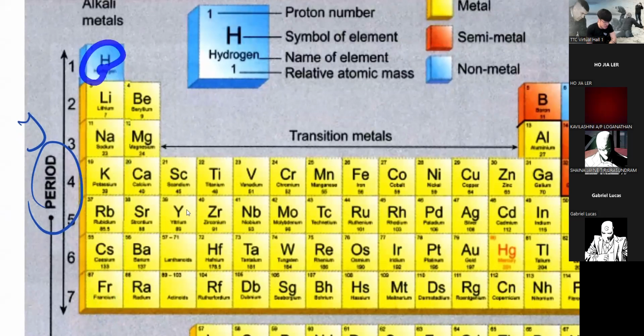You see hydrogen, lithium, sodium, okay? Na is sodium, by the way. K is potassium, rubidium, cesium, francium. You might say, sir, I only know potassium. Okay, I know potassium. Why? Because of this.